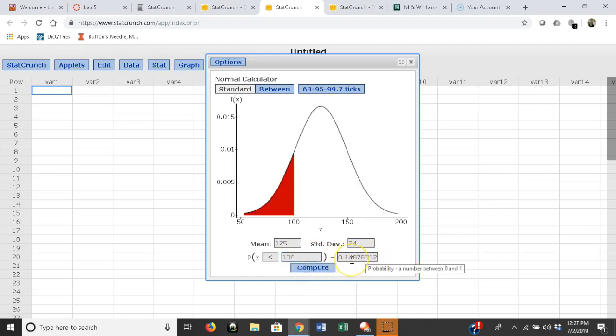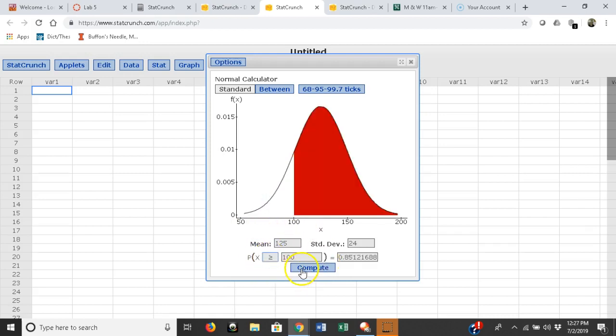So there's your probability. Notice that probability, this decimal should be between 0 and 1. It also corresponds to the shaded area, or the area of the shaded region here in red. So we can also switch this to greater than, and if you switch this to greater than, notice that the shaded area here should be 1 minus the shaded area we had before, and so this is the complements rule. Remember that the total area under the curve is 1.